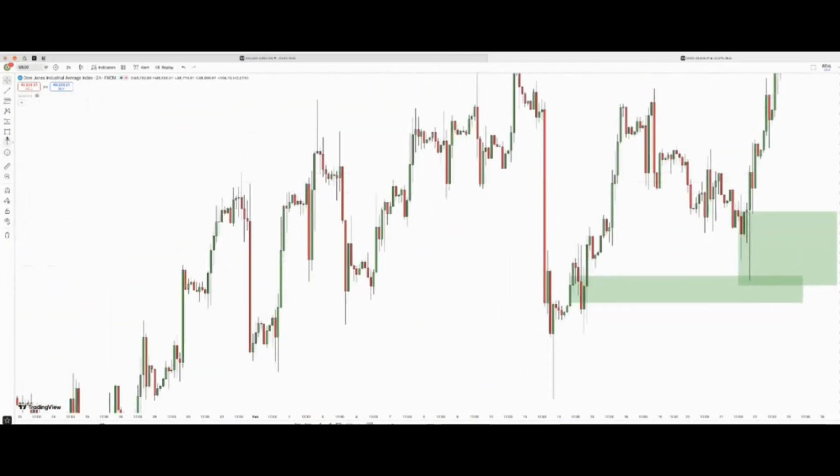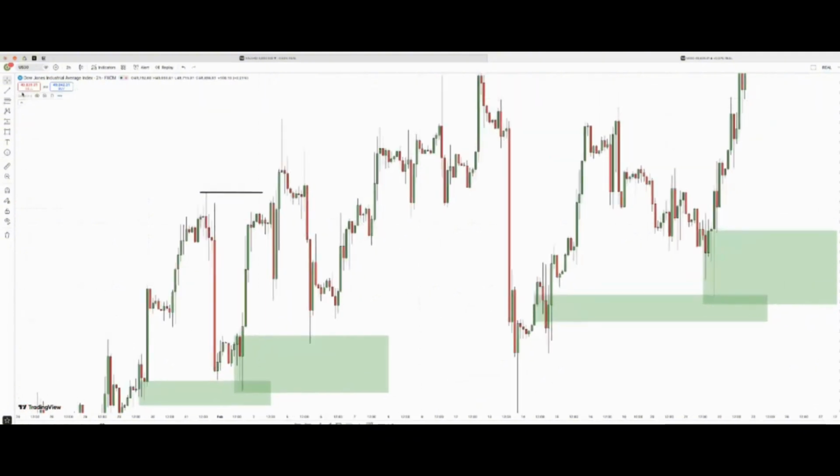You can see price reacted from this zone, rejected. You can see the rejection. And once it's rejected, it broke out from the resistance. You can see the rejection and break, uptrend. And what did the price do? It came back to this support zone, rejected again, and broke out of the resistance.